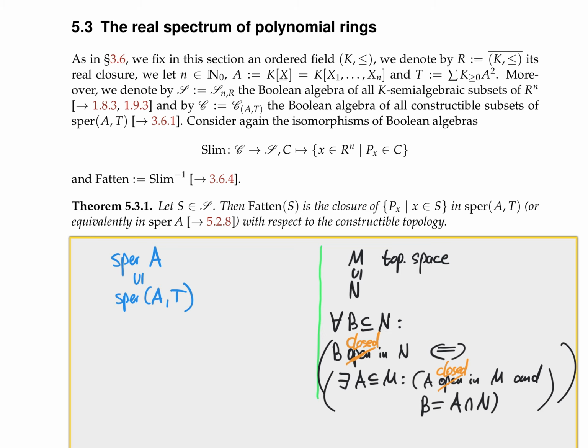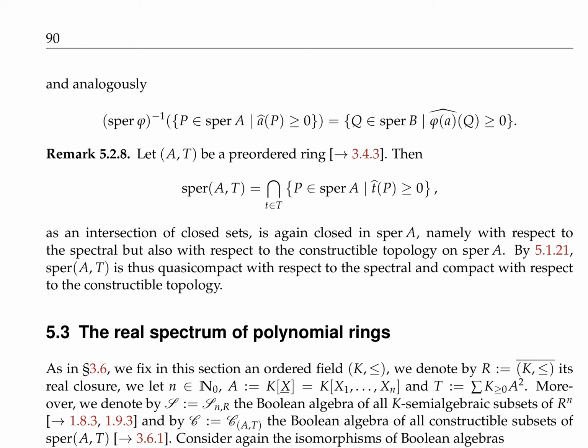Okay, that's easy to prove, right? It's just playing around with complements. You can do it immediately, but you shouldn't forget it. So, because of 5 to 8, the real spectrum of A_T is closed in the real spectrum of A, with respect to both topologies, the spectral one and the constructible one, but for us now the constructible one is relevant, right?